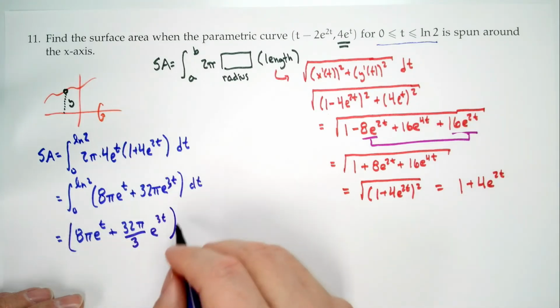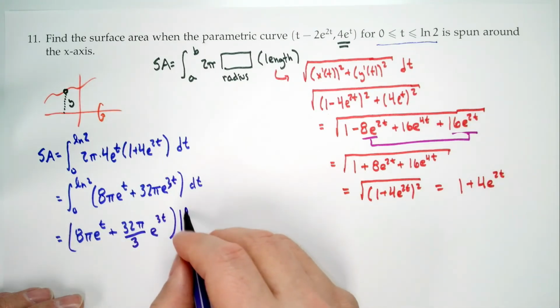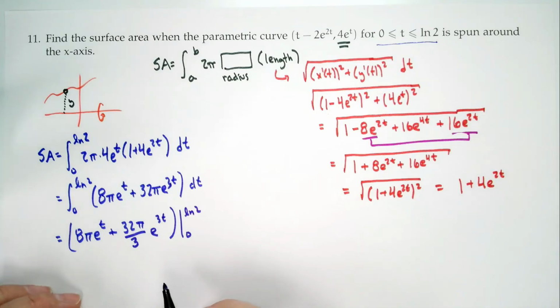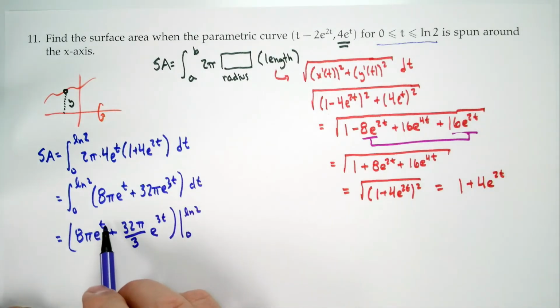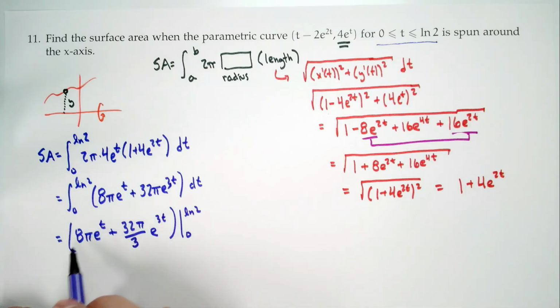And almost there, we were going from 0 to log 2. So, plug in log 2. Well, e to the log 2 is 2, so times 8 pi gives us 16 pi. So that's plugging log 2 into the first term.